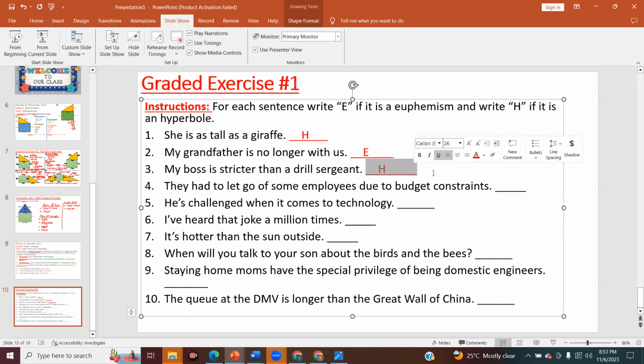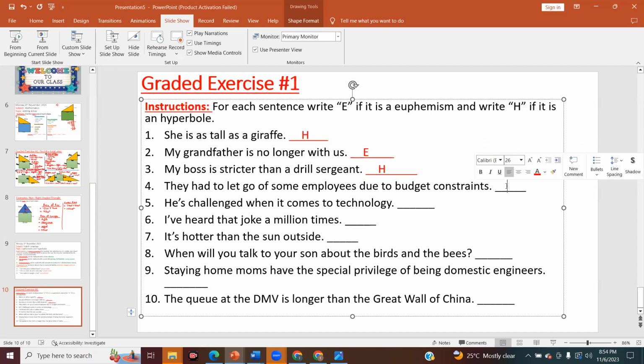And number 4, they had to let go some of the employees due to budget constraints. E. What is that? I put E, Mr. Badee. E. Very good. What are they really trying to say? Someone got fired. Very good. No money. They got fired. Very good.